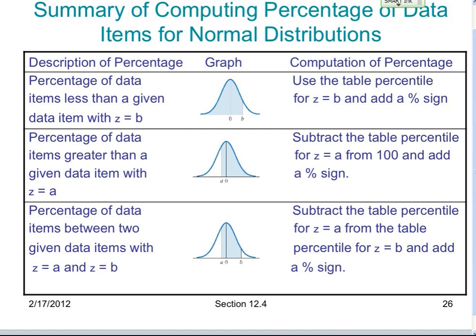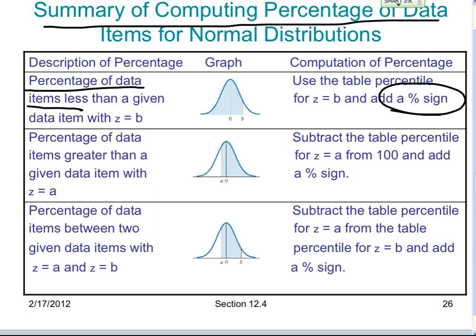Not a bad idea to write this down. I highly recommend it so you'll have it in your notes. If we want to find the percentage of data items less, we find the z-score and we look it up in the percent. That's what we need. If we want to find the percentage of data items between, we find the z-score for both of them, find the percentiles for both of them, and subtract. Take the larger percent, subtract the smaller one.